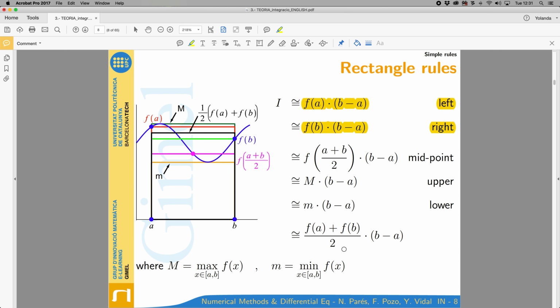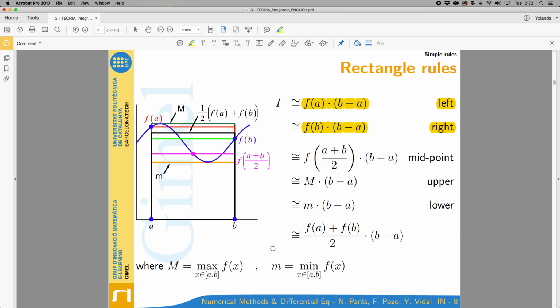Now there are many other options. You can use the midpoint value between a and b, use the value of the function there to select the height of the rectangle, and so on.